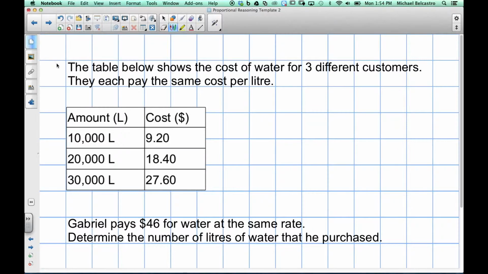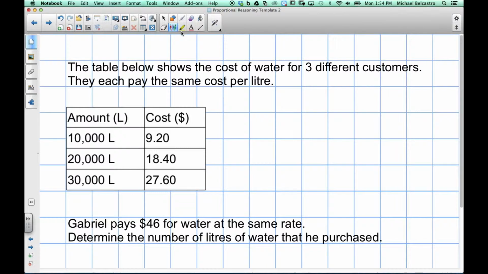Okay, so the question reads, the table below shows the cost of water for 3 different customers. They each pay the same cost per liter. So here's our table. And it says here that Gabriel pays $46 for water at the same rate of the other 3 customers. Determine the number of liters of water that he purchased.